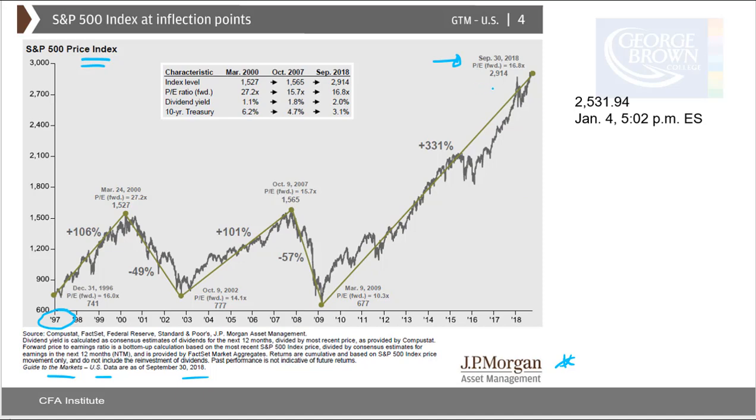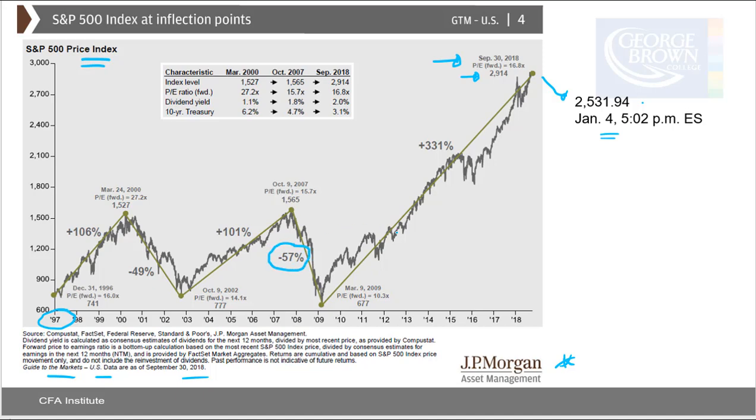But anyhow, you can see that at September 30th, 2018, the S&P 500 level was at 2914. January 4th, it's come down a little bit to 2531.94 at the close on January 4th, okay? Nevertheless, the reason why I'm showing this is that here you can see the volatility. Again, a picture is worth 1,000 words. The S&P 500, you can see the crash here in 2008.